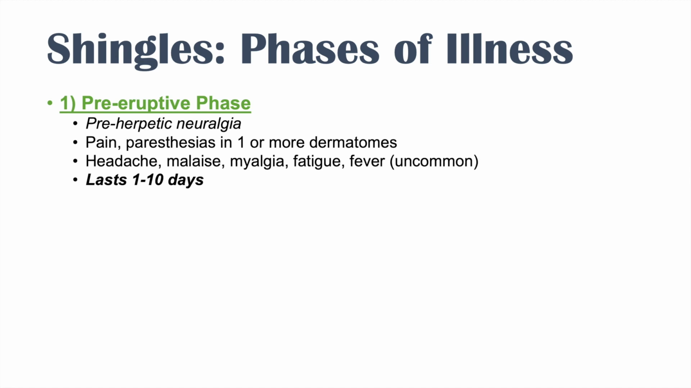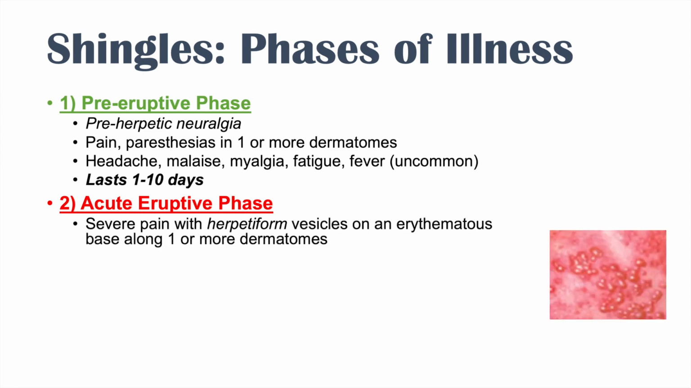So an individual might be complaining of pain in a certain area in their body, but there's no rash. They don't see anything yet. They just feel pain, they have some numbness, tingling sensations, and maybe some itching in that area, but that's very uncommon as well. The next phase of shingles is what we call the acute eruptive phase.